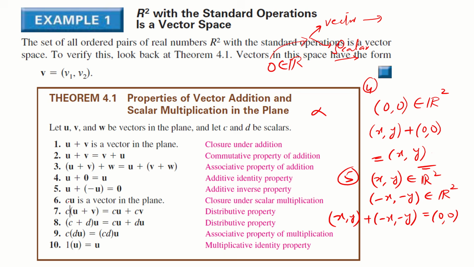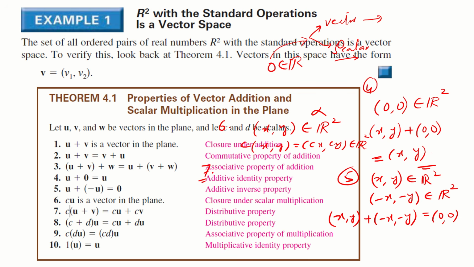Okay, number 6 condition is if you multiply a vector by a scalar, it will again remain the same vector in the plane. Like you see, आपके पास वेक्टर है (x, y) जो कि R2 को बिलोंग कर रहा है. If you multiply that with some constant c, c multiplied by (x, y), so that will give you (cx, cy), which is also an element of R2. So condition number 6 is also satisfied.